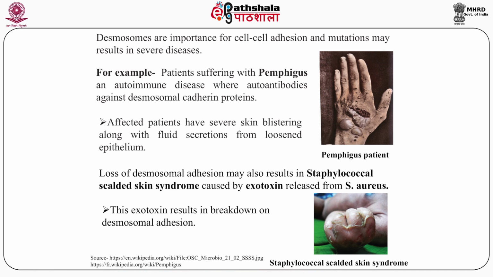The importance of desmosomes and related cell adhesion molecules can be understood in patients suffering from pemphigus, an autoimmune disease, where autoantibodies against desmosomal cadherin proteins form. Affected patients have severe skin blistering along with fluid secretion from loosened epithelium. This figure shows a patient with pemphigus, where there is a problem with the cell adhesion proteins.